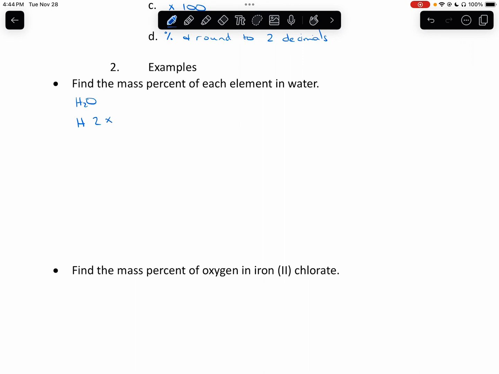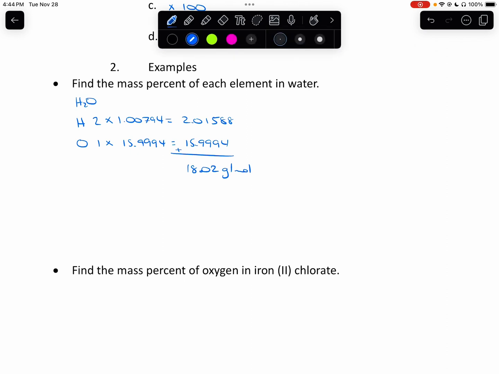We have H2 times 1.00794, which gives us 2.01588. We have O, 1 times 15.9994, which is 15.9994. Remember, if you're having problems keeping up, go ahead and hit pause and get yourself caught up. We add these up, we round them to 2 decimals. This is 18.02 grams per mole. So that's us already doing the rounding.